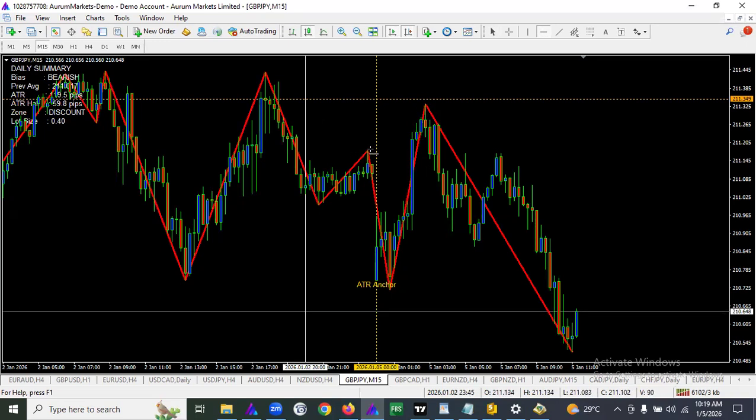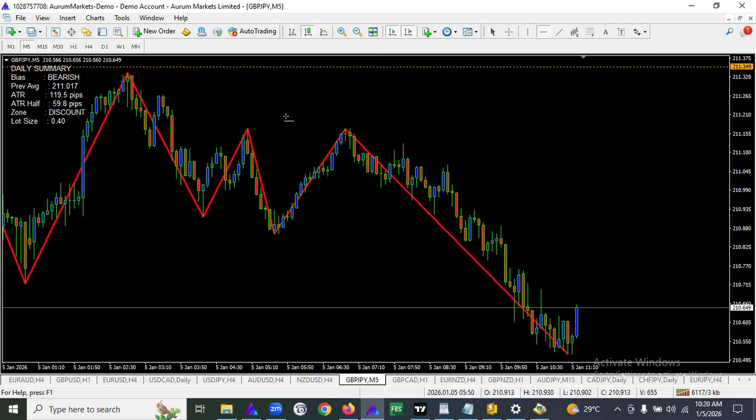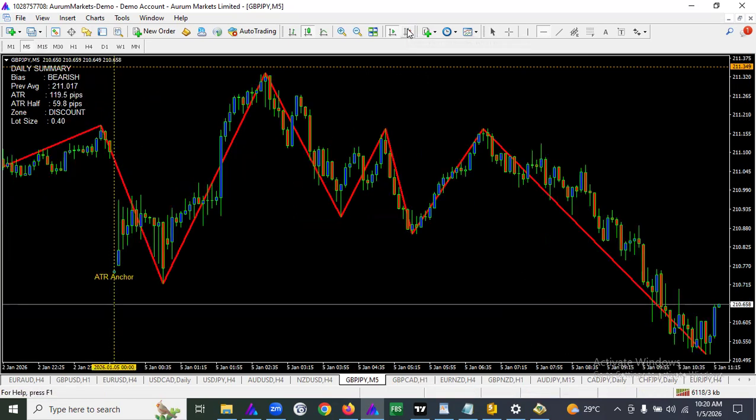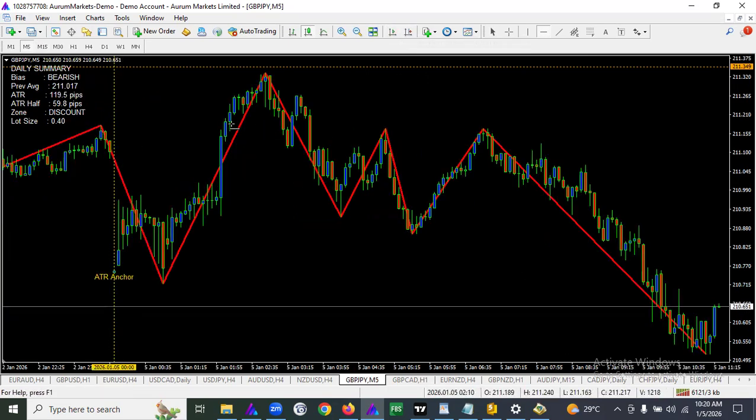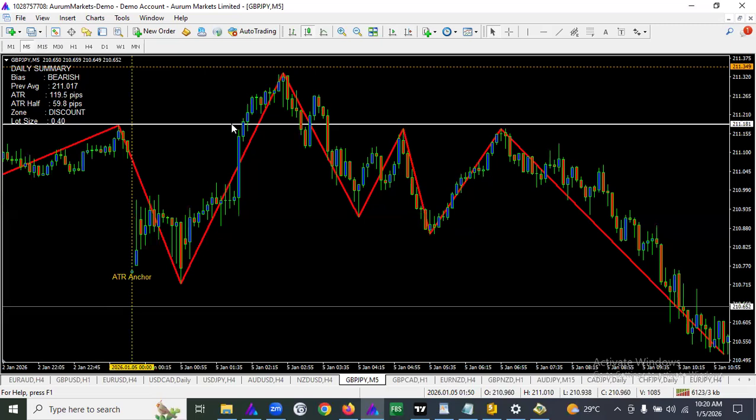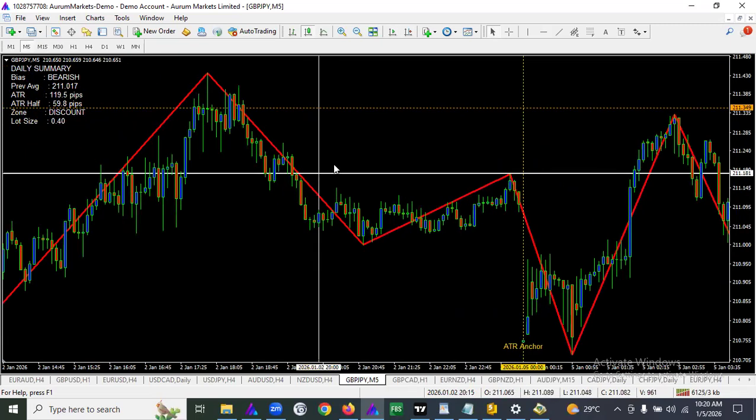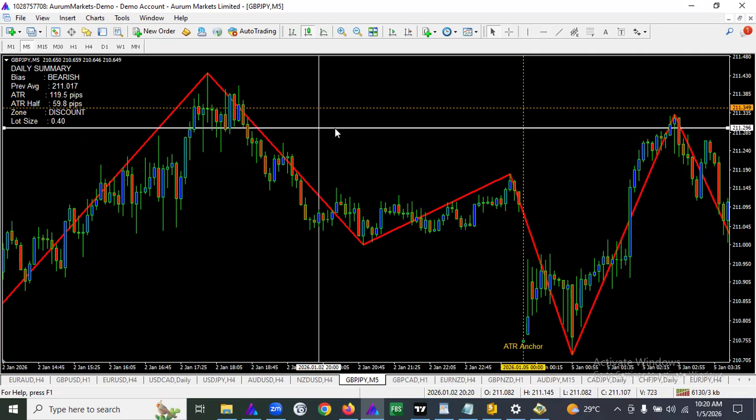The first reason was to come and sweep the liquidity residing at this high. That was the first reason. Come and sweep this high, then fill a fair value gap above. Let's go to 5 minutes. There is a fair value gap above that level of liquidity. Can you see this fair value gap here? This could be the reason.